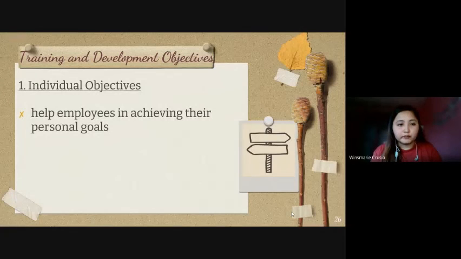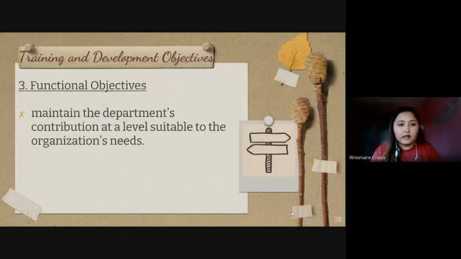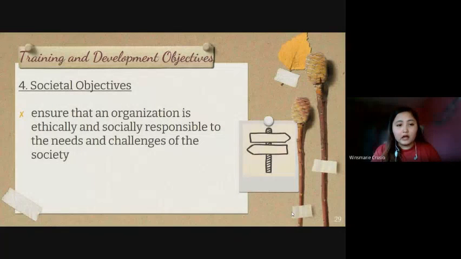First, individual objectives. They help employees in achieving their personal goals, which in turn enhances the individual contribution to an organization. The next objective is the organizational objectives. They assist the organization with its primary objective by bringing individual effectiveness to the company. Next, functional objectives. They maintain the department's contribution at a level suitable to the organizational needs. And lastly, societal objectives. They ensure that an organization is ethically and socially responsible to the needs and challenges of society.